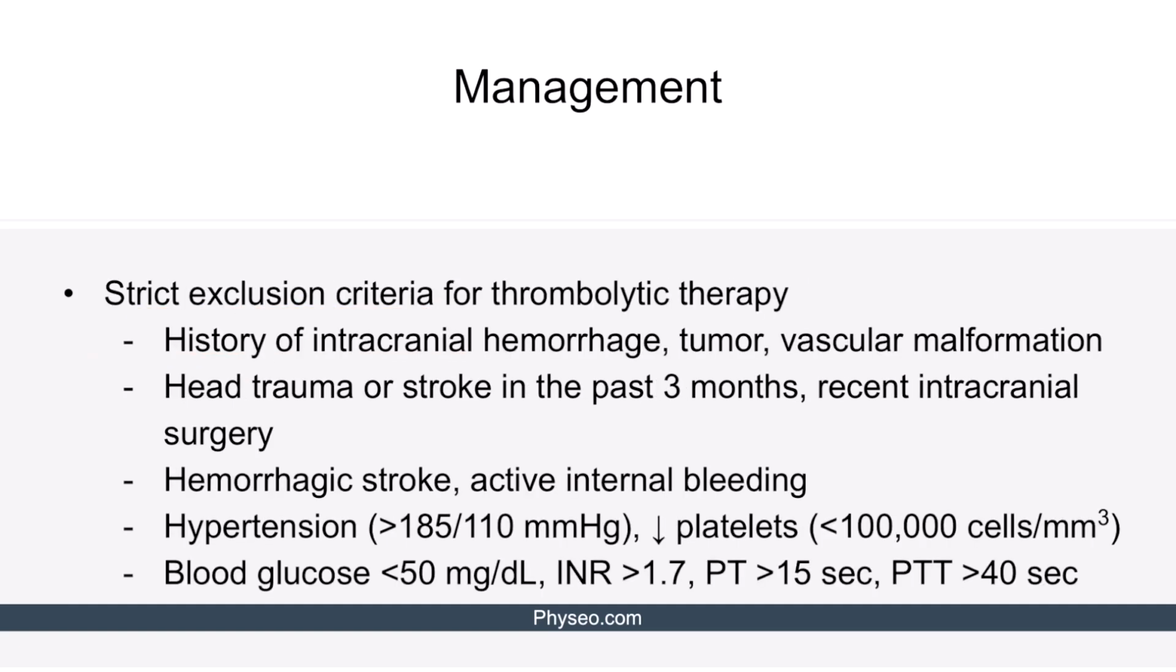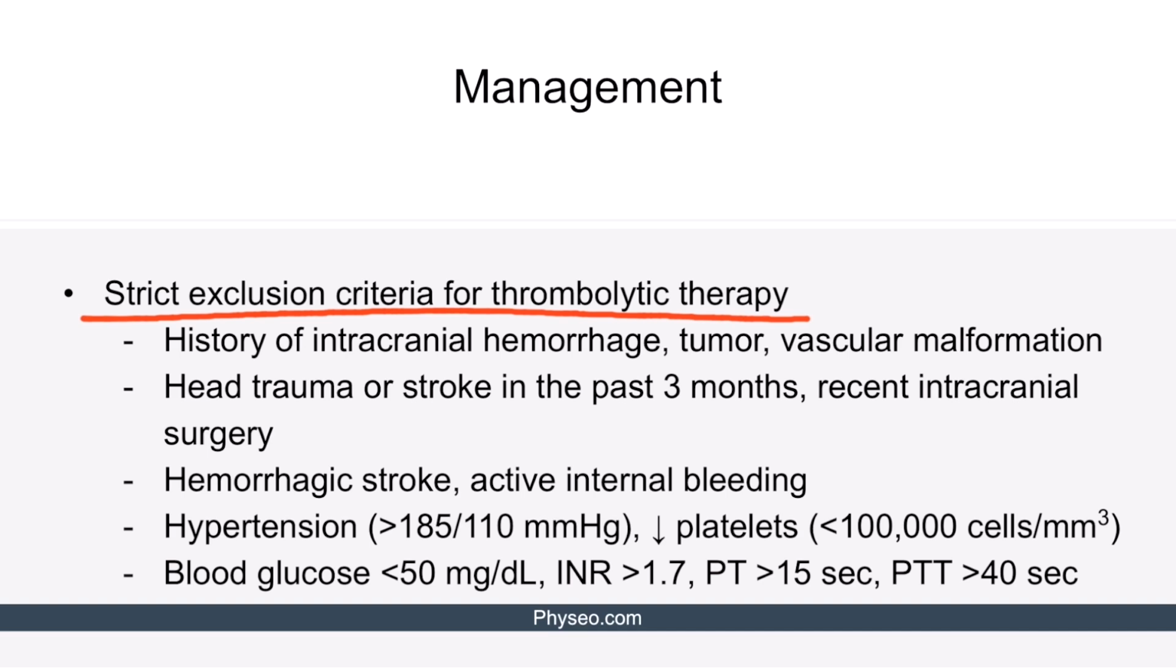Thrombolytic therapy has strict and relative exclusion criteria that should be considered before administering TPA. Strict exclusion criteria include a history of intracranial hemorrhage, tumor, or vascular malformation. If the patient has any of these conditions, the risk of bleeding with TPA therapy outweighs the benefits. Additionally, head trauma or stroke in the past 3 months or recent intracranial and spinal surgery are contraindications for thrombolytics.